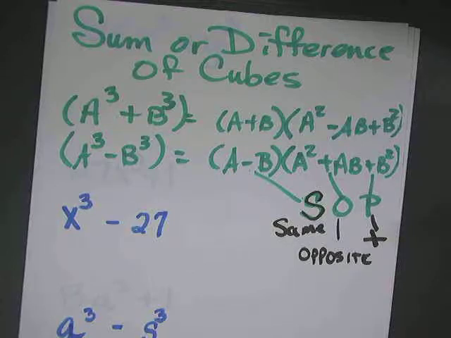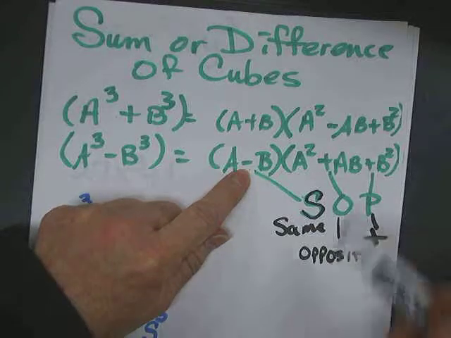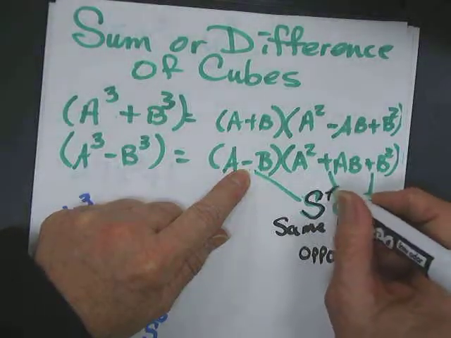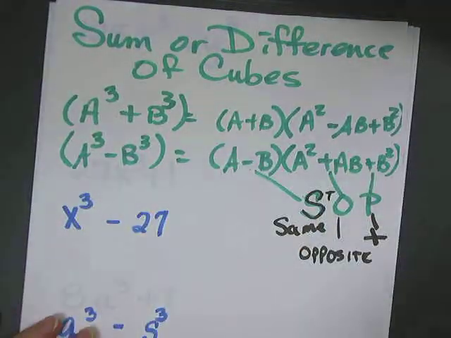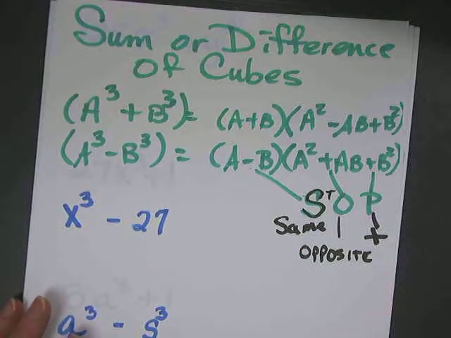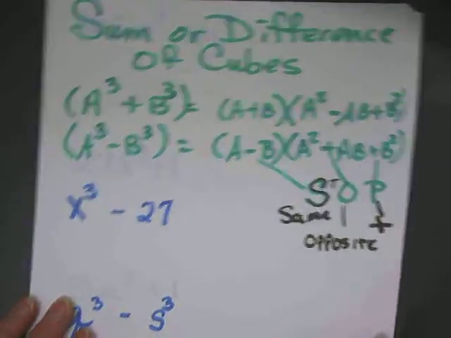Where's the SOP again? Same, opposite, positive. Same sign, opposite sign, and positive. The last one's always positive here.